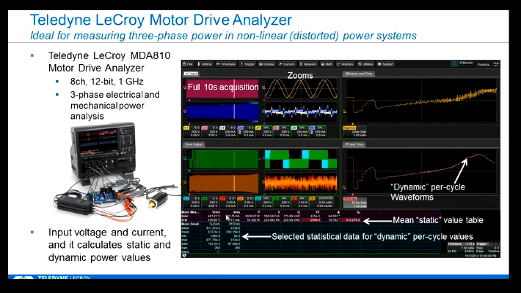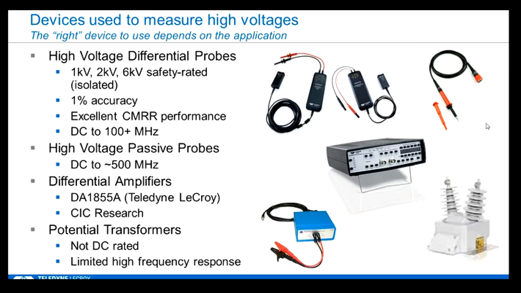Different types of probes people use, lots of different things for voltage. They might use a probe supplied with an oscilloscope like these here. These are differential, that's a passive probe. Or they might use a differential amplifier. Or they might use something from a third party.